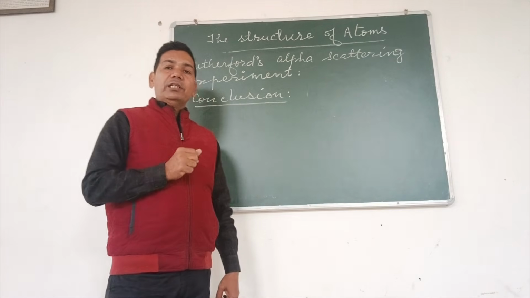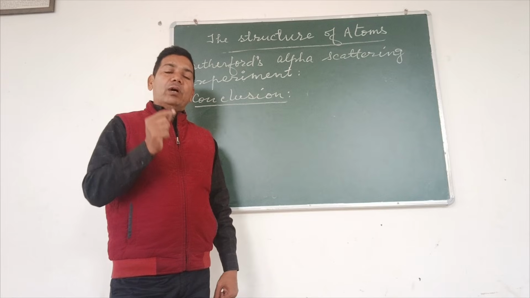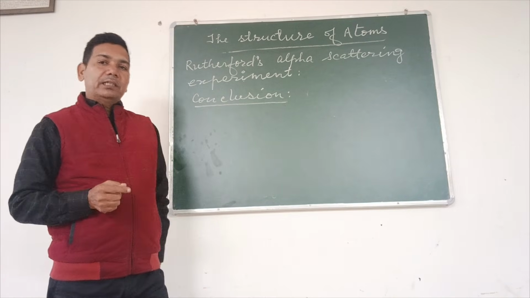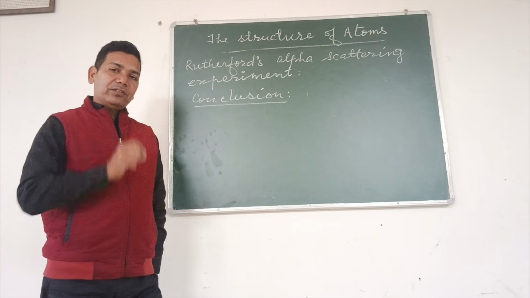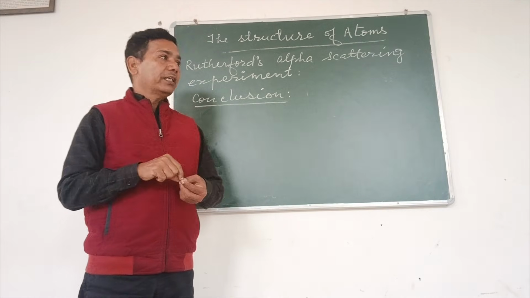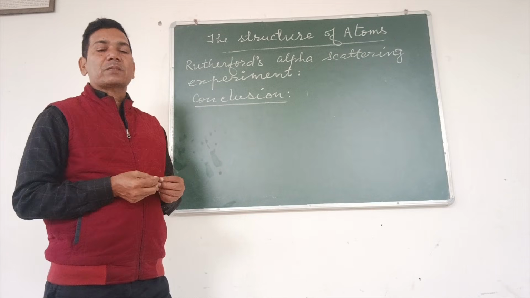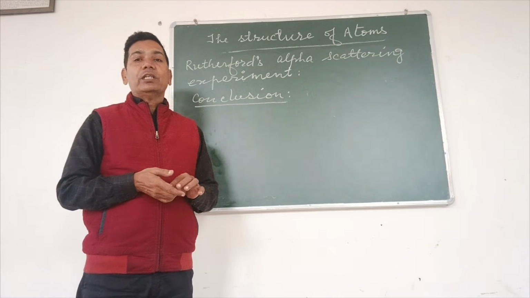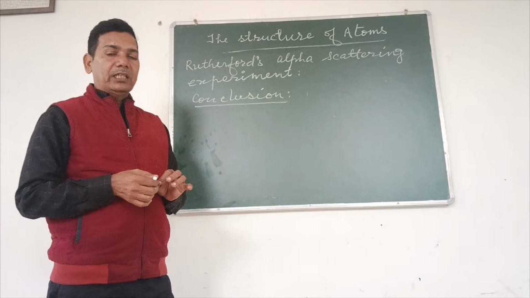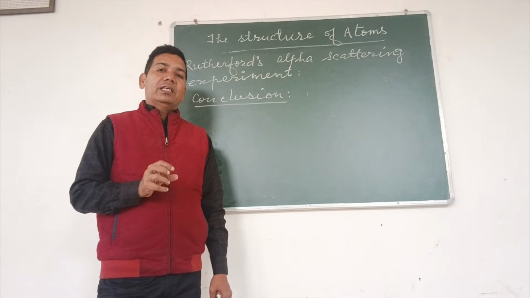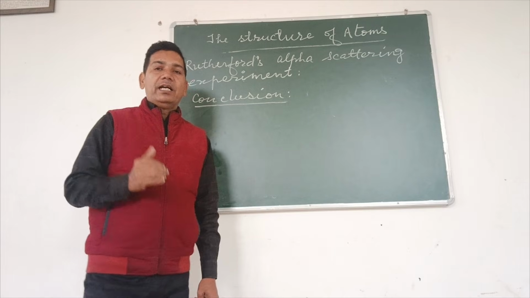And the next conclusion, one alpha particle out of 12,000 rebounded. It means the whole mass of the atom is concentrated at a very small space inside the atom. This space was called nucleus. It means whatever the positive charge is in an atom is concentrated at the nucleus.